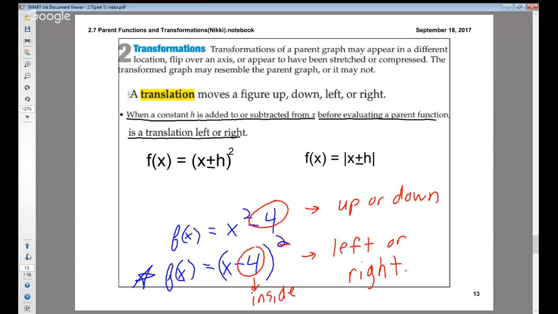Now, some of you may be thinking, okay, that's not too hard. You're thinking, oh, that means if it's inside the parentheses and it's minus, I have to go to the left. And if it's plus, I have to go to the right. That's probably what most of you are thinking. And if you're thinking that, I am going to tell you to stop right there. Because when you move left or right, it's the opposite of what you think.